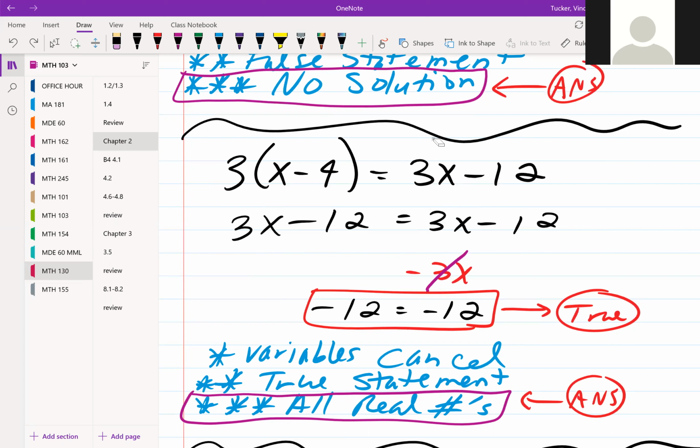Let me finish writing that example down. There you go. 3x minus 12.